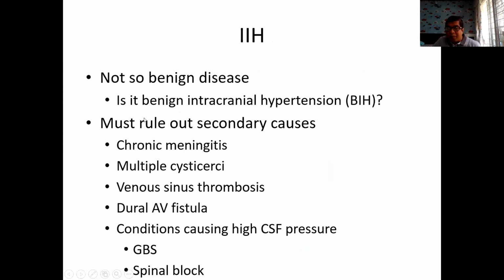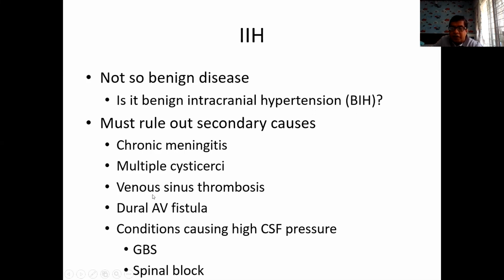Of course, one has to remember the mimics, which can present like IIH. These are the syndromes where a patient can have raised tension, like chronic meningitis, where the patient may not have hydrocephalus and the CSF abnormalities may be plus minus. Multiple cysticerca in old age, when plain CT scans were done, may just show some cerebral edema without any obvious cysticerca. Of course, with the MRI, the diagnosis of cysticerca has become much easier.